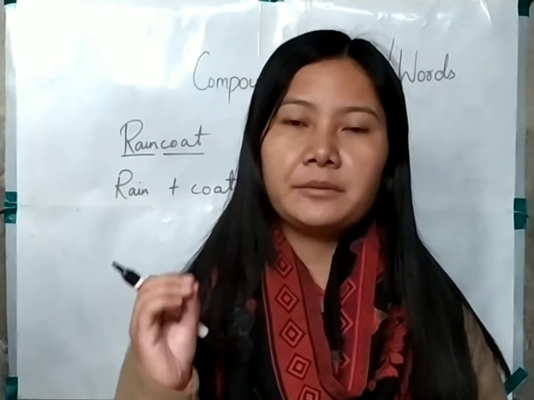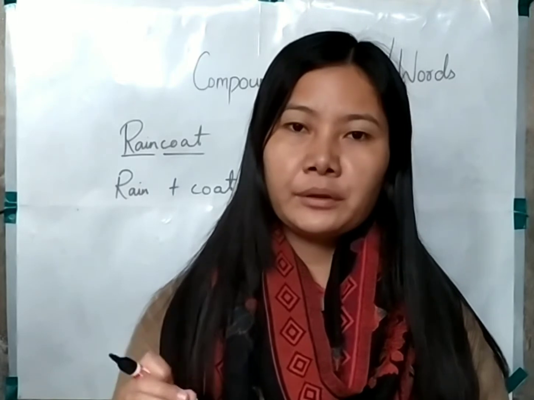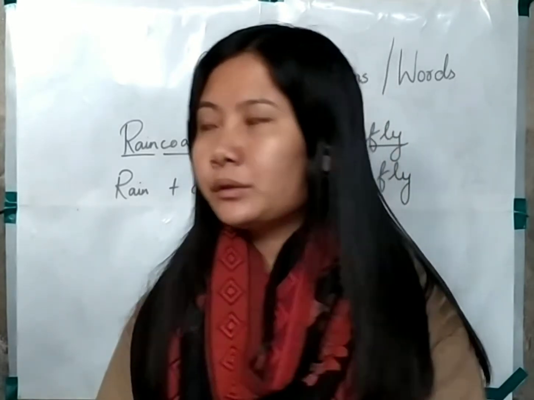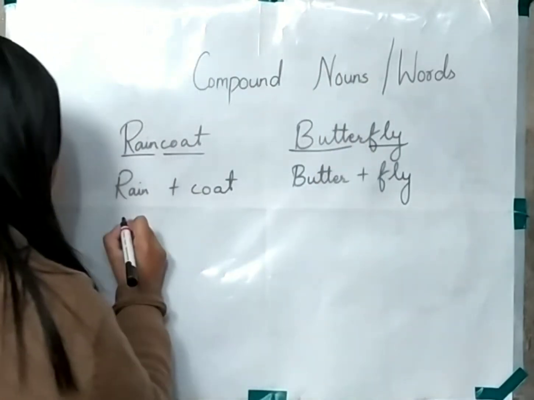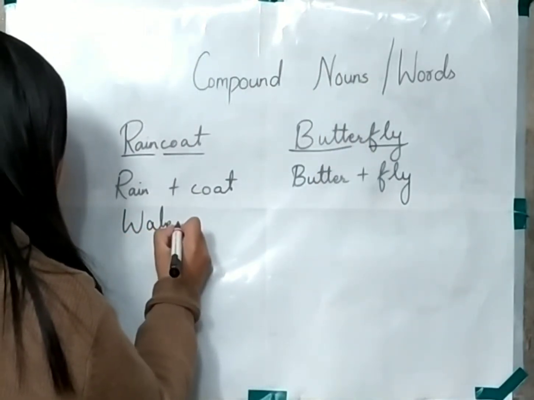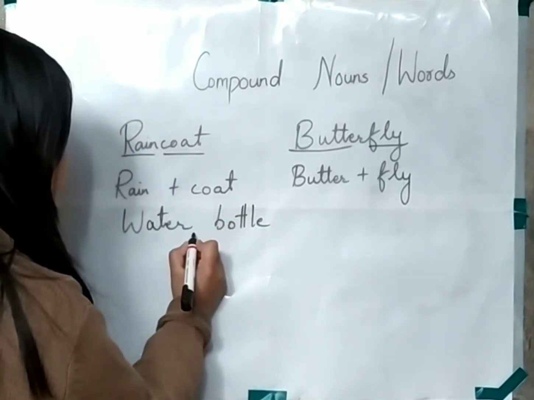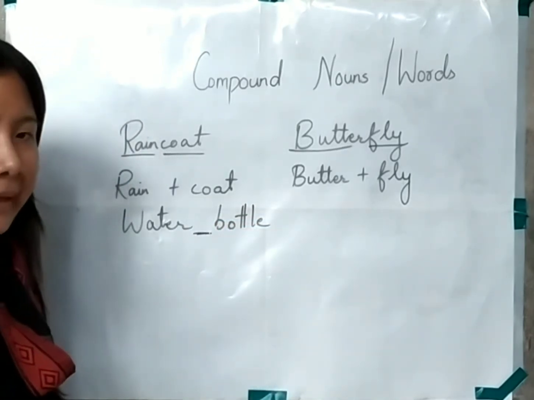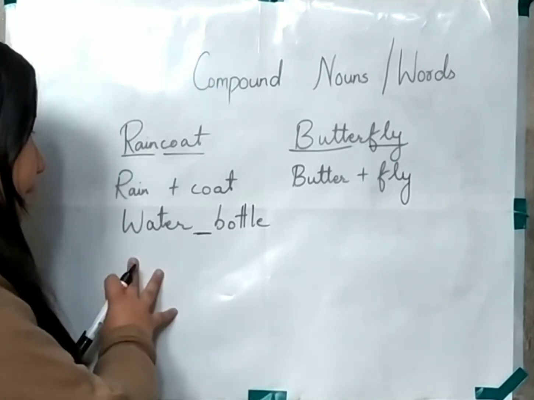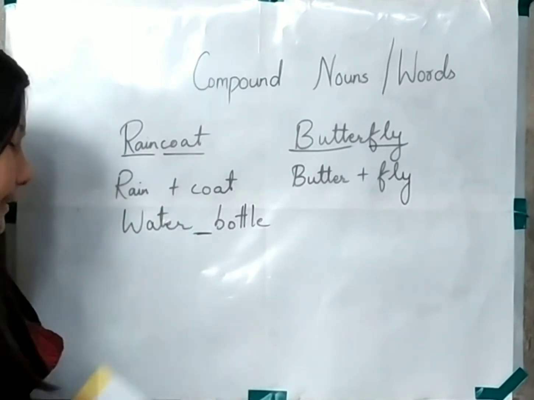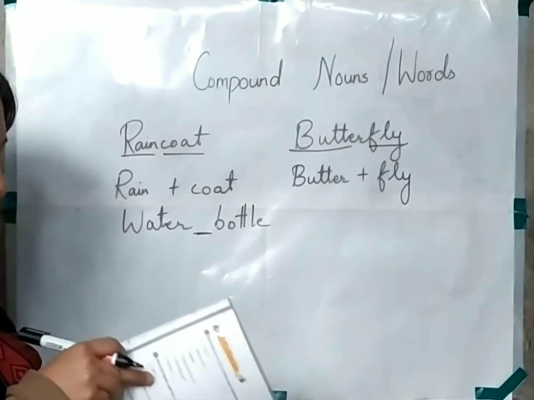Sometimes there are spaces between the words. Space means a gap. So when you write that word, what will you do? You leave a space in between. So these are called open compound words. Example, water bottle. Let me write this example. Water and bottle. When we write water bottle, you can see I have left a gap in between. There is a space between these two words. So this is an example of what? This is an example of open compound words.